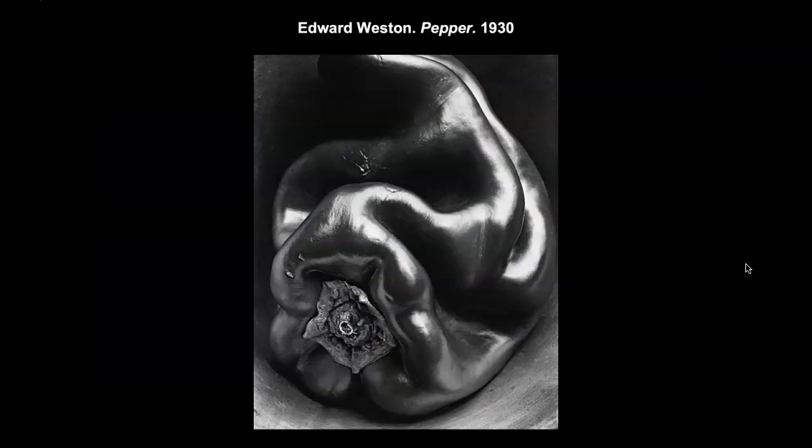Edward Weston. This is a photograph, again, a close-up photograph of a pepper. Focusing in, again, using light and shadow in the black and white photography to focus on the shapes. Not necessarily the fact that it's a pepper, but looking at the shape and how the light is hitting it.